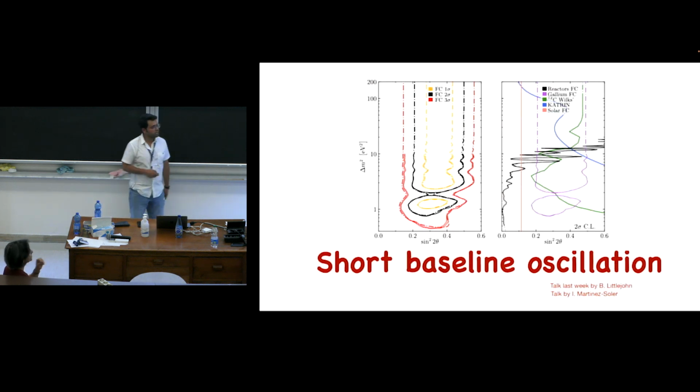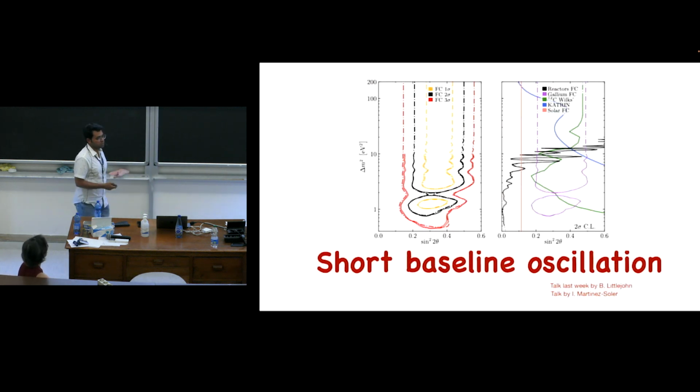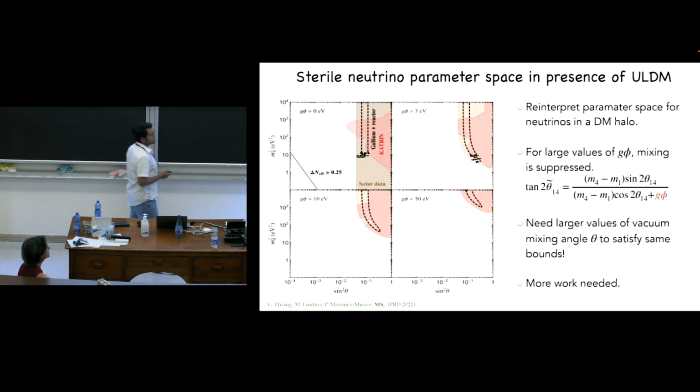And we already heard a lot about this last week, and we also heard about this from Ivan this week. Essentially, from these short baseline experiments, we know that there is an anomaly. They have seen some excess events which they shouldn't have, and some deficits which they shouldn't have seen. If you want to reproduce the region where they have seen these anomalies in this m4 squared and mixing angles plane, the black shaded line is roughly the region.